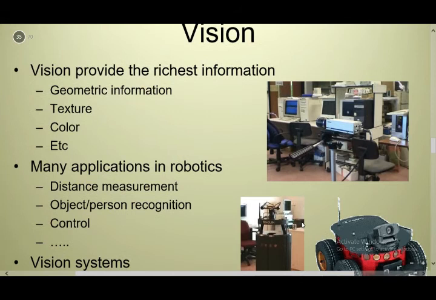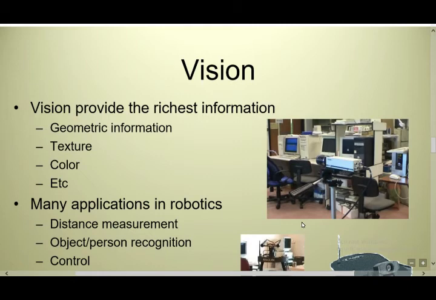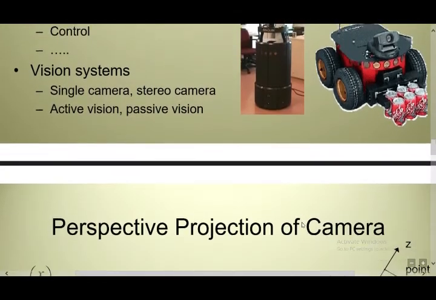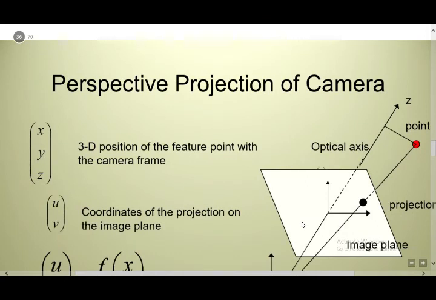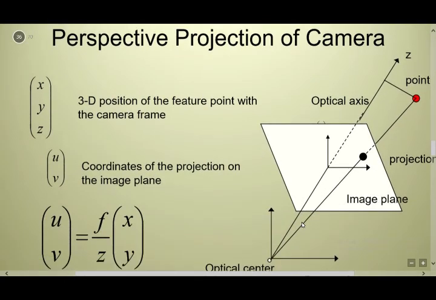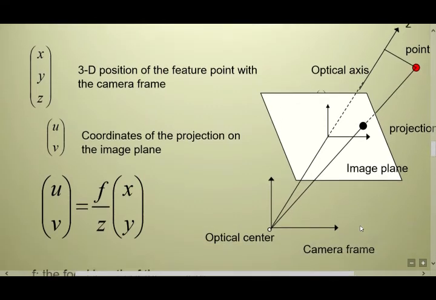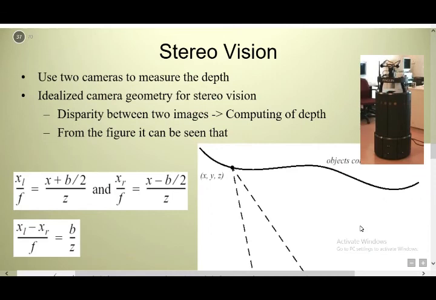Next, vision sensors. Vision produces the richest information: it gives geometric information, texture, color, etc. Many applications in robotics: distance measurement, object control. Perspective projection camera: in this figure, you observe the 3D position feature, coordinate, and here the optical axis. This is the point and its projection. This is the initial point, the optical center. This is the image plane and optical axis. Stereo vision system.